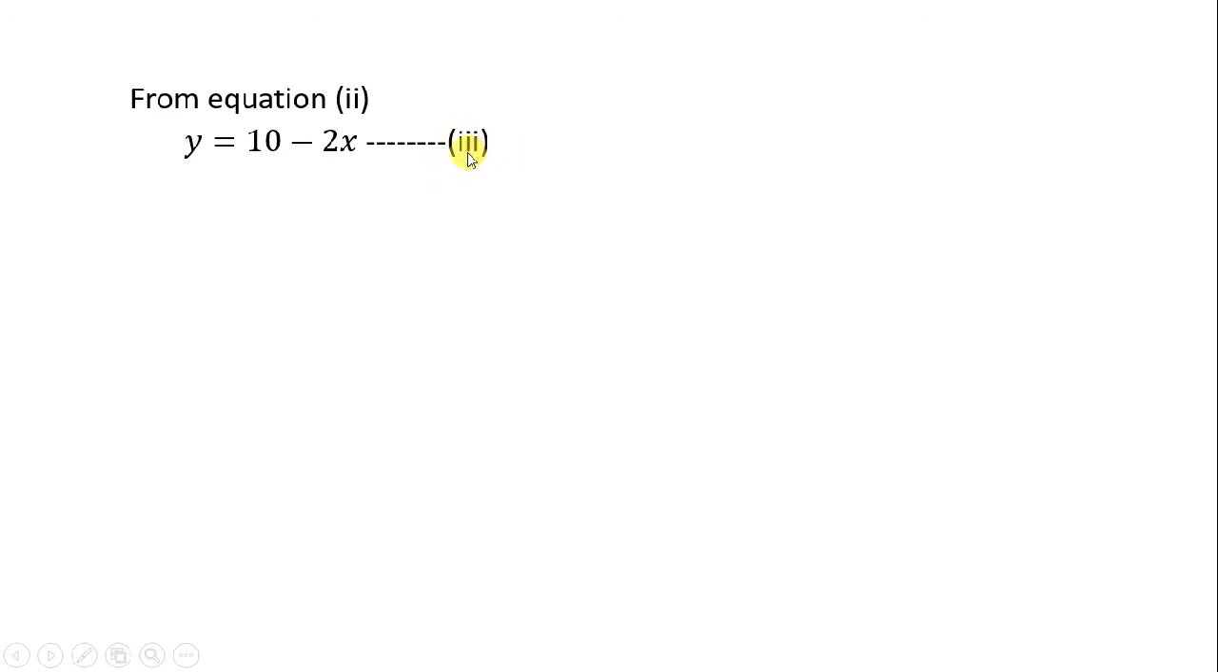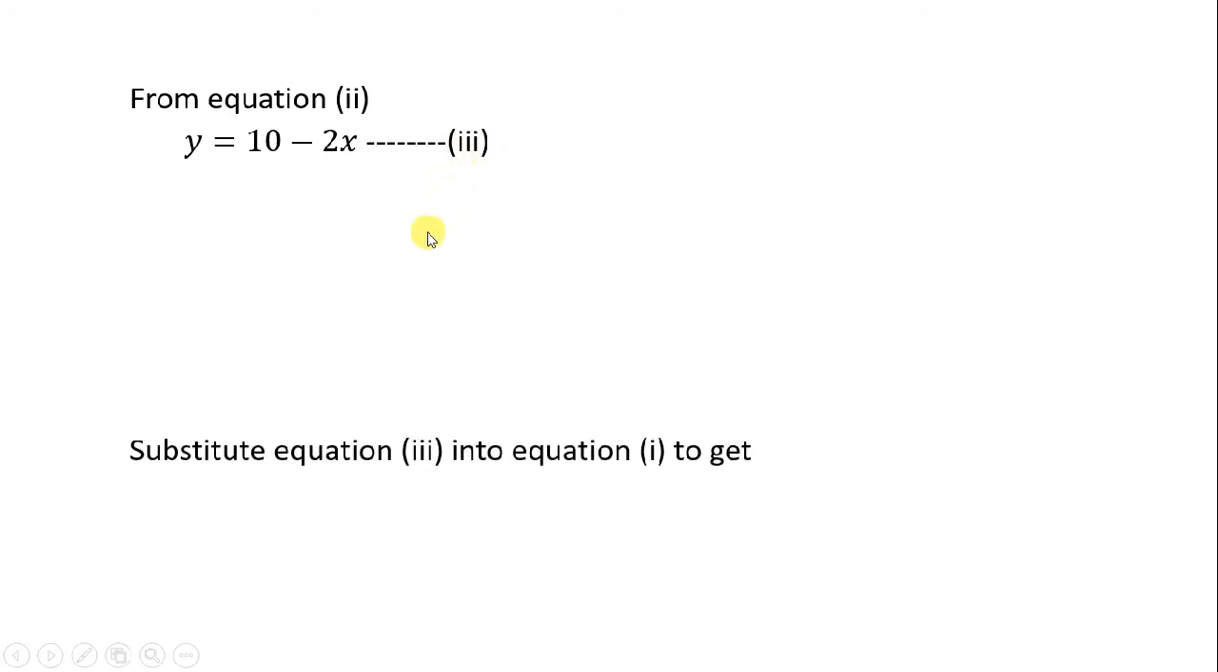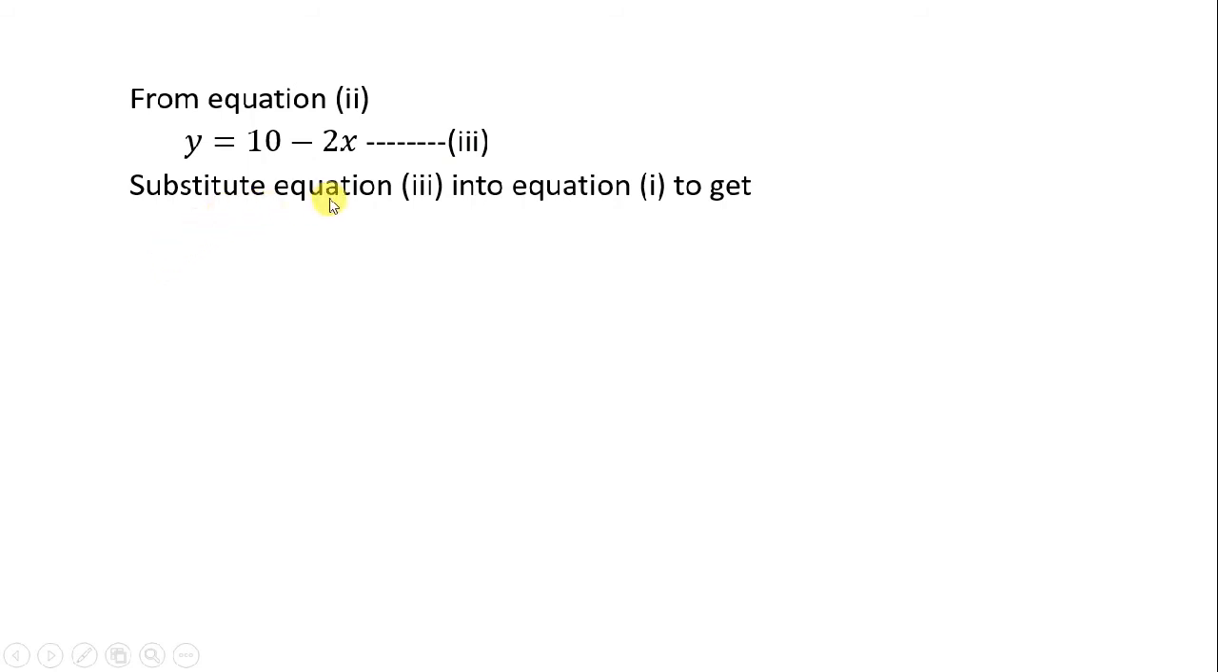What we are going to do is to replace this equation into the equation we have not changed, which is equation 1. So we are going to say substitute equation 3 into equation 1 to get. We had x minus y equals 2. So where there's y, we'll replace the 10 minus 2x. From here, what are we supposed to do? Expand. There's a negative 1 here. That's what we are going to use.